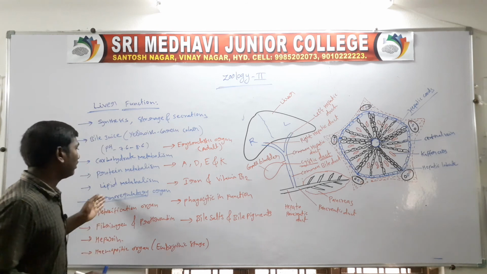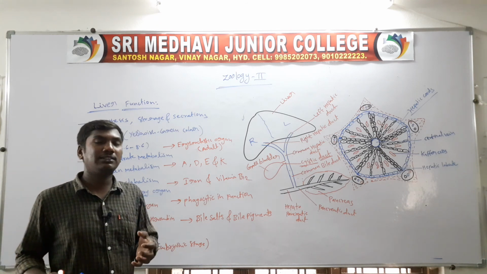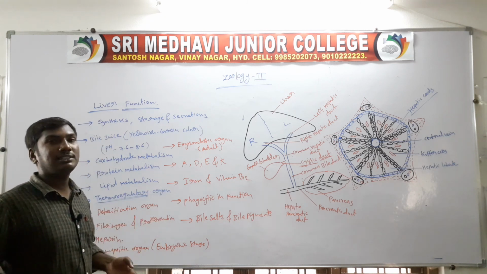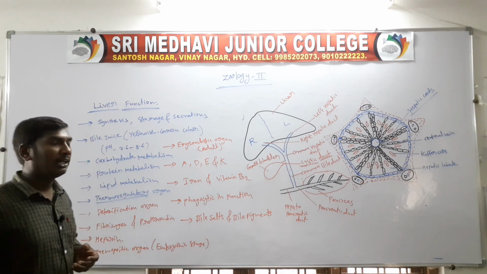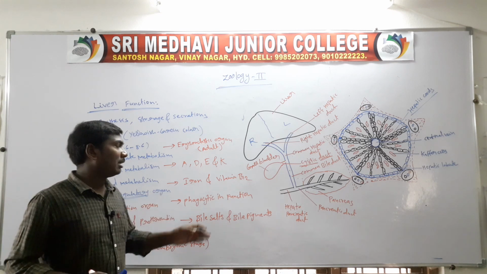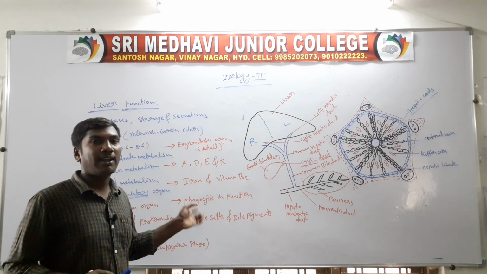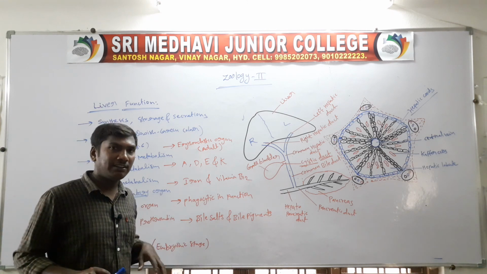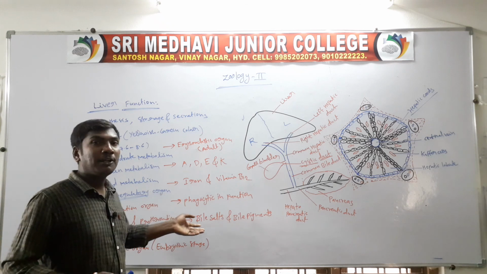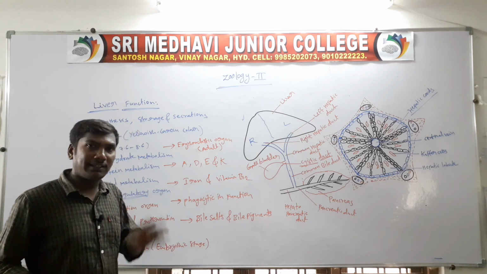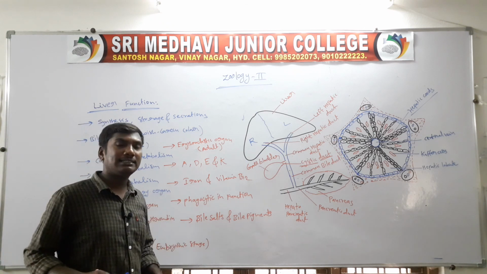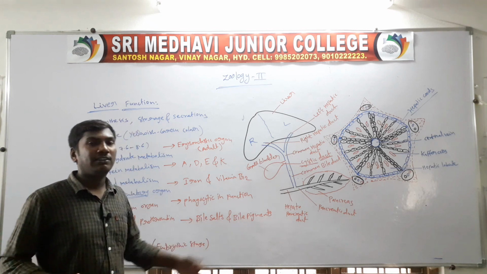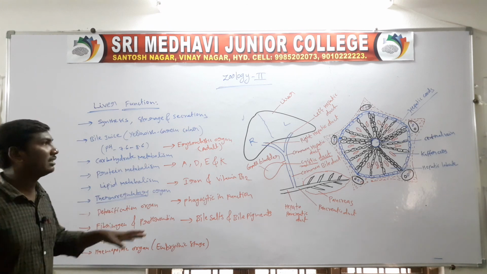Next one, the liver is also called a thermoregulatory organ. Thermoregulatory organ means production of heat. Next one, the phagocytic function means eating foreign particles. Next one, the bile juice does not contain digestive enzymes, but it contains bile salts and bile pigments. These are for emulsification of fats. So these are the functions of the liver.